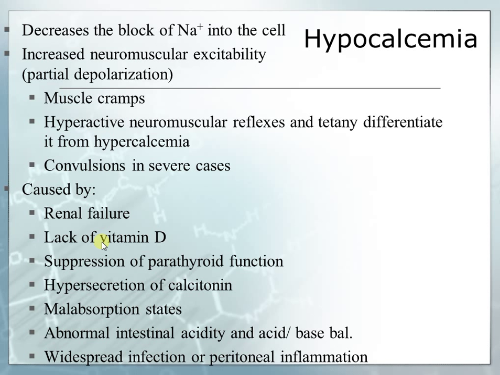Here's the opposite. If increased vitamin D causes hyper, lack of it causes hypo. And then, same thing: suppression of parathyroid or hypersecretion of calcitonin. What's malabsorption referring to? Malnutrition, yeah. Basically malnutrition. So either you're not getting the right nutrients or you're not able to absorb the calcium. What do you need to absorb calcium through your GI tract?